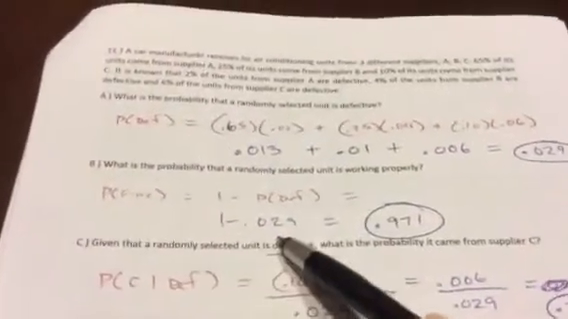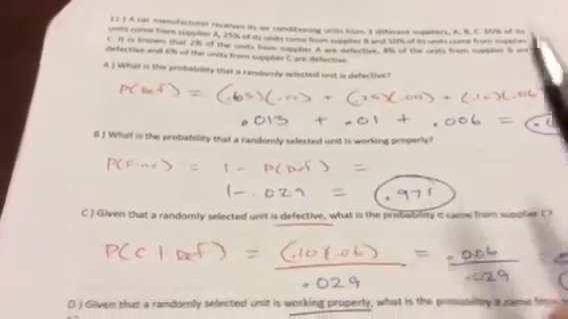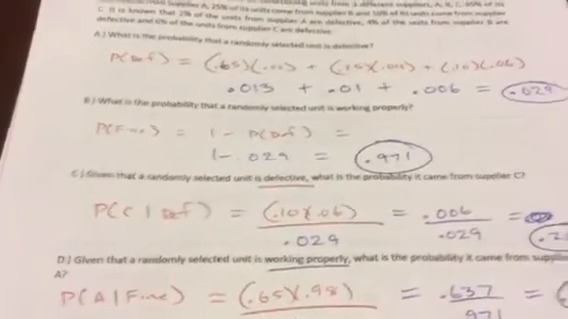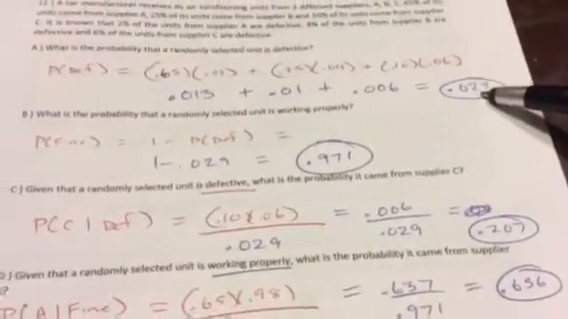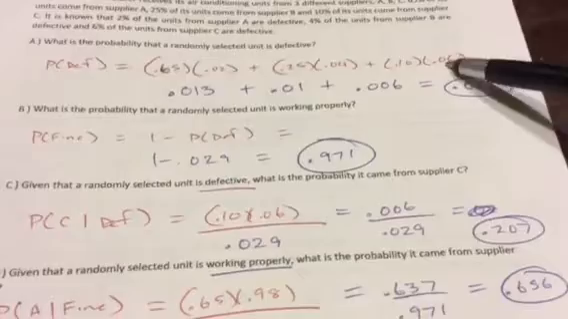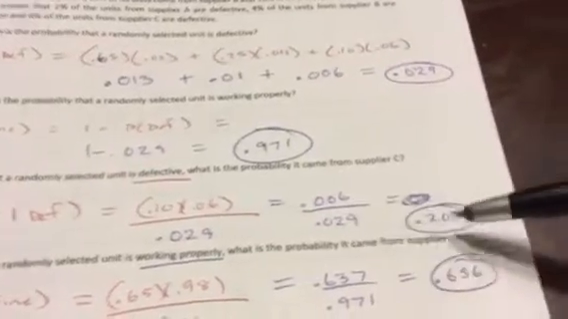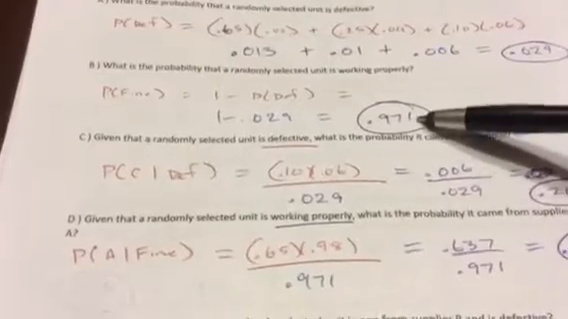1 minus the probability it's defective is the probability it's working properly. Given that a randomly selected unit is defective, that's the denominator. I'm only looking at these. What is the probability it came from C? This times this. All right? Basically a 21% chance.